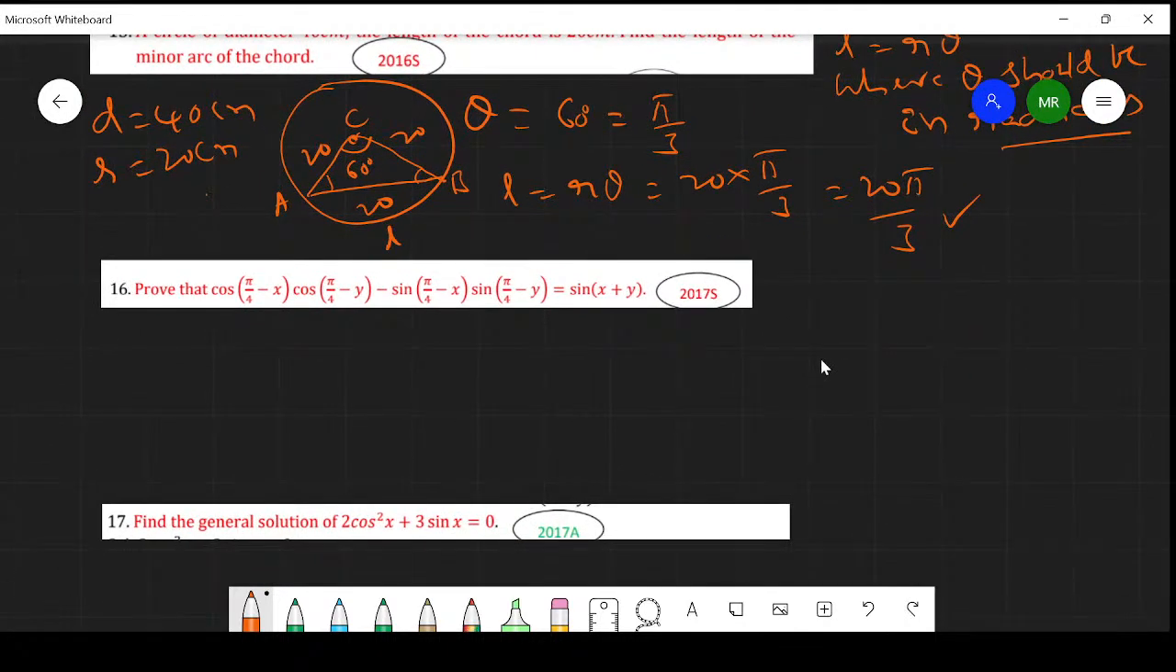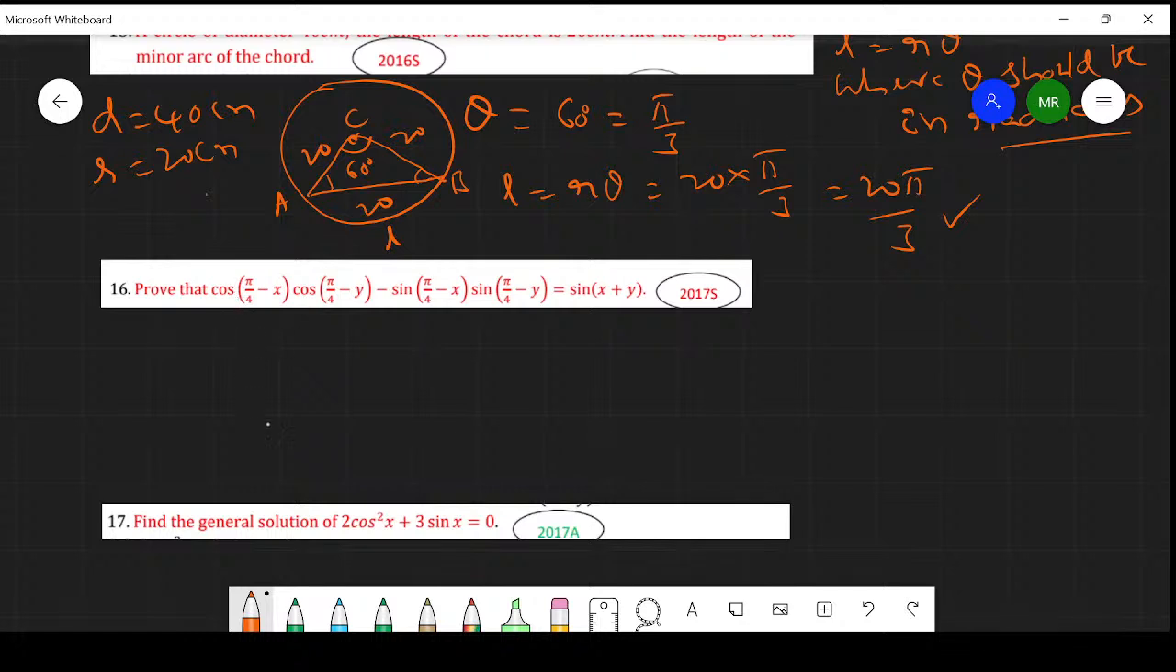Prove that cos of pi by 4 minus x, cos of pi by 4 minus y, minus sine of pi by 4 minus x, sine of pi by 4 minus y, equals sine of x plus y. They are asking for sine of x plus y. This result is given. Let it be cos A cos B.